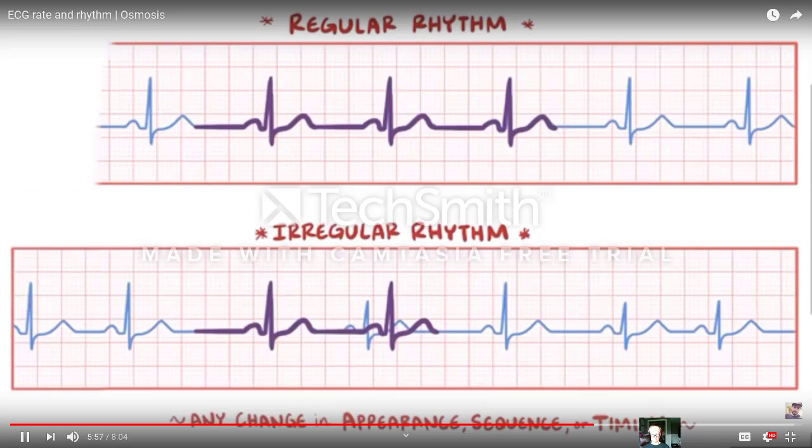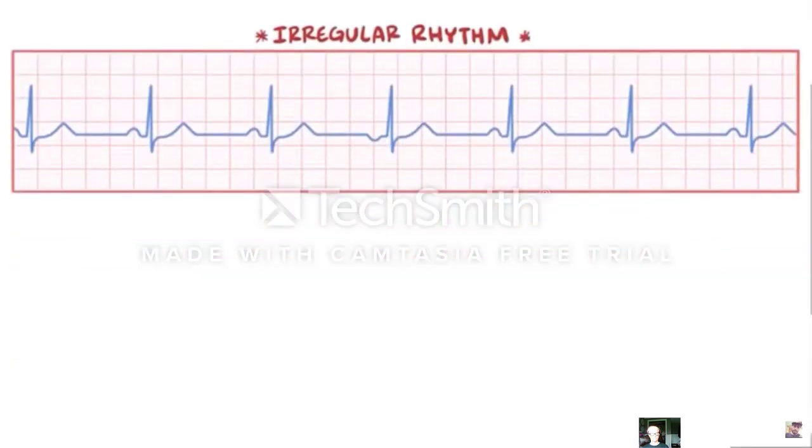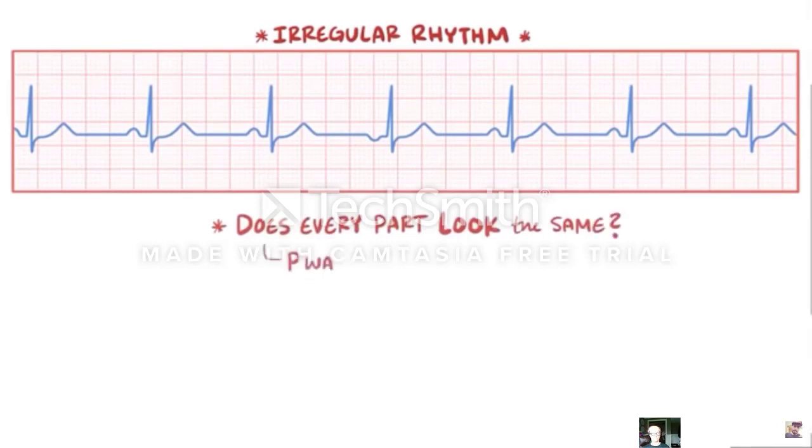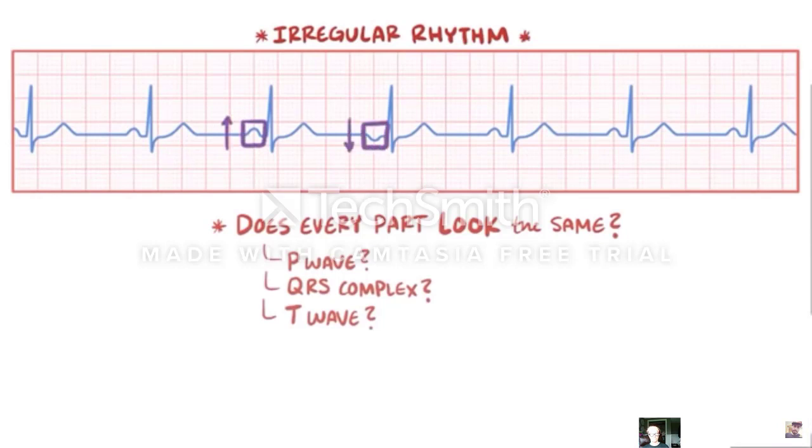To help identify an irregular rhythm, you could look to see if every part of the waveform looks exactly the same, which would include the P wave, the QRS complex, and the T wave. If not, it could mean that there's an ectopic beat, meaning that it might have originated from an abnormal spot in the atria or ventricles. For example, this first P wave is deflected upwards, and the second is deflected downwards, which would indicate that it's an ectopic beat.